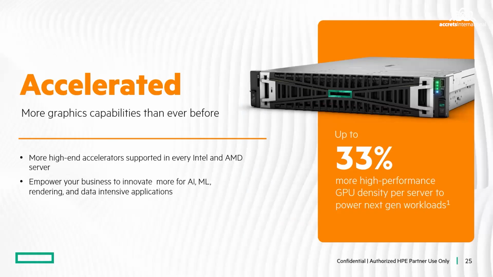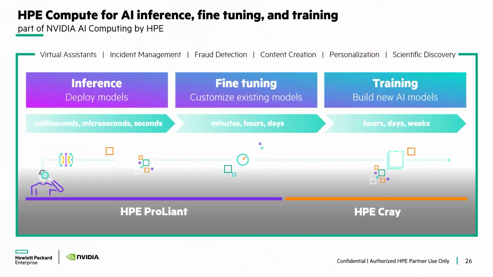Okay, accelerated. In today's context, a lot of customers are looking at AI, IoT. So on our Gen 11 server, we actually have 3 models that we built to integrate GPUs, NVIDIA GPU, Intel GPU, or AMD GPU, within the servers.